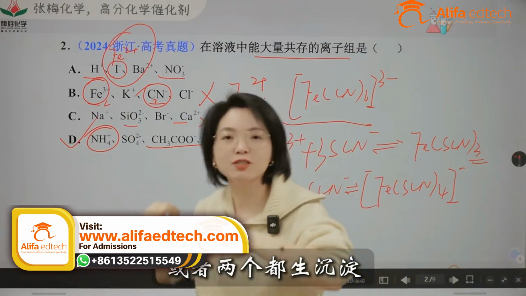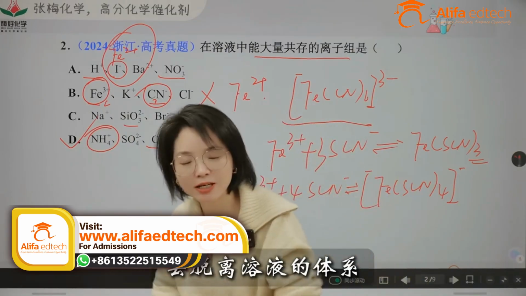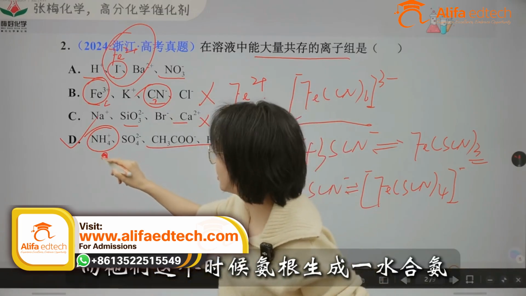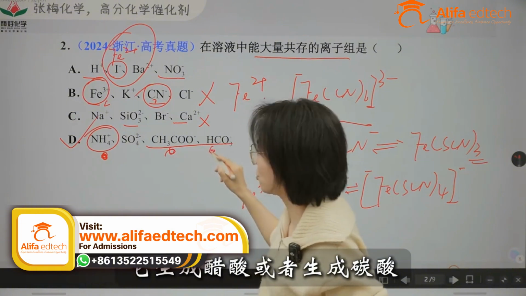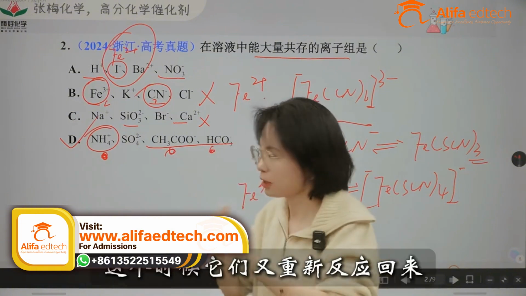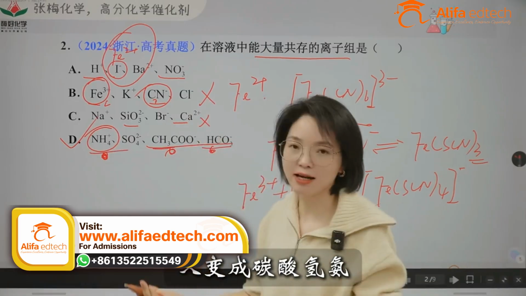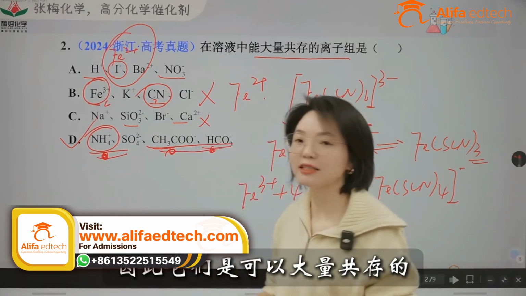But at this time, they form acetic acid or carbonic acid. Their solubility is relatively high. Then they react back again, becoming acetate and carbonate. Therefore, they can coexist in large quantities. Remember this conclusion well. Use the memory method from the teaching too.